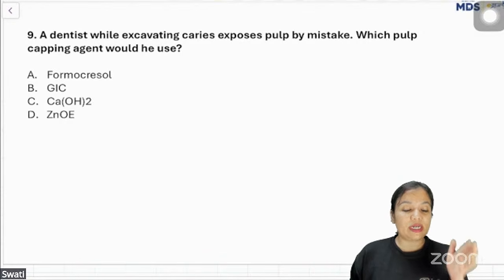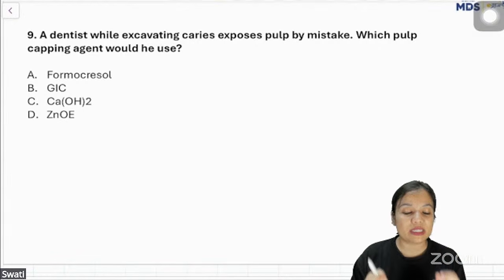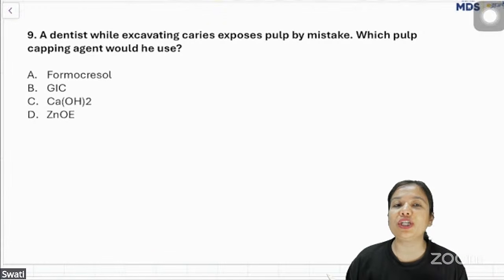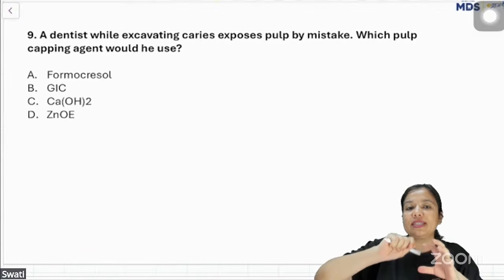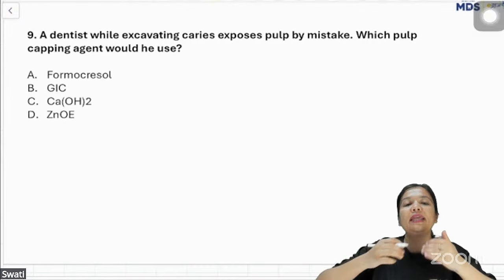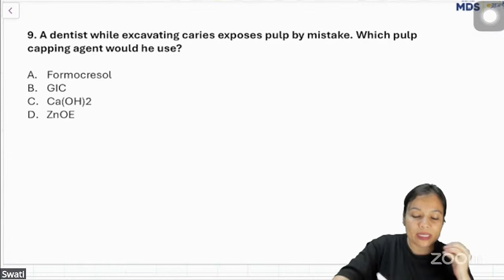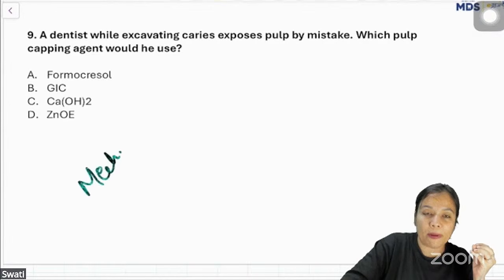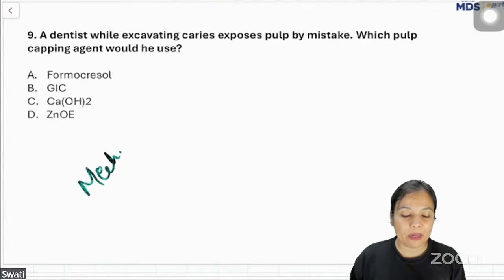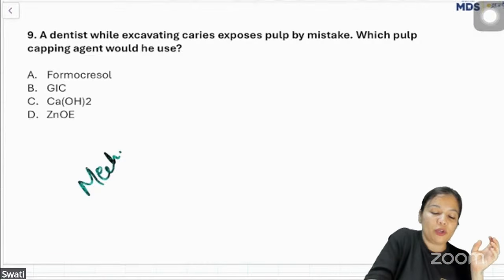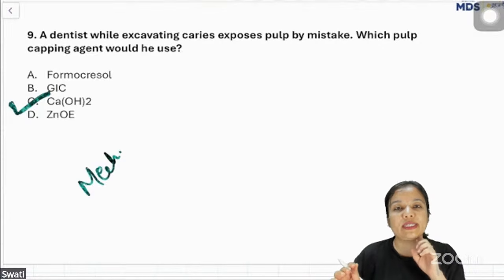Next question is, a dentist while excavating caries exposes pulp by mistake. Which pulp capping agent would he use? Because the dentist is excavating caries and exposes the pulp by mistake, that means he has mechanically exposed the pulp. Mechanical pulp exposure is generally an indication for direct pulp capping, and for direct pulp capping you go for calcium hydroxide. C, calcium hydroxide is the answer.